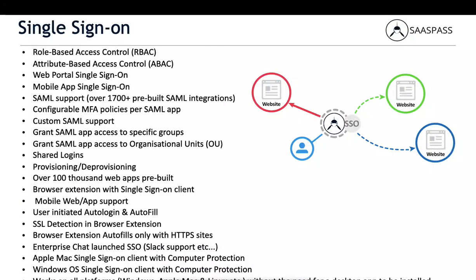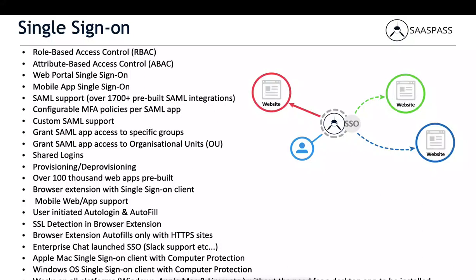The secure single sign-on of SAASPASS actually supports role-based access control, attribute-based access control, and web portal single sign-on. We already talked about that. We said that SAASPASS supports a lot of channels. SAASPASS as a single sign-on has the web portal channel, mobile SSO, browser extension plugin SSO, and desktop SSO clients, native for Mac and Windows, etc.